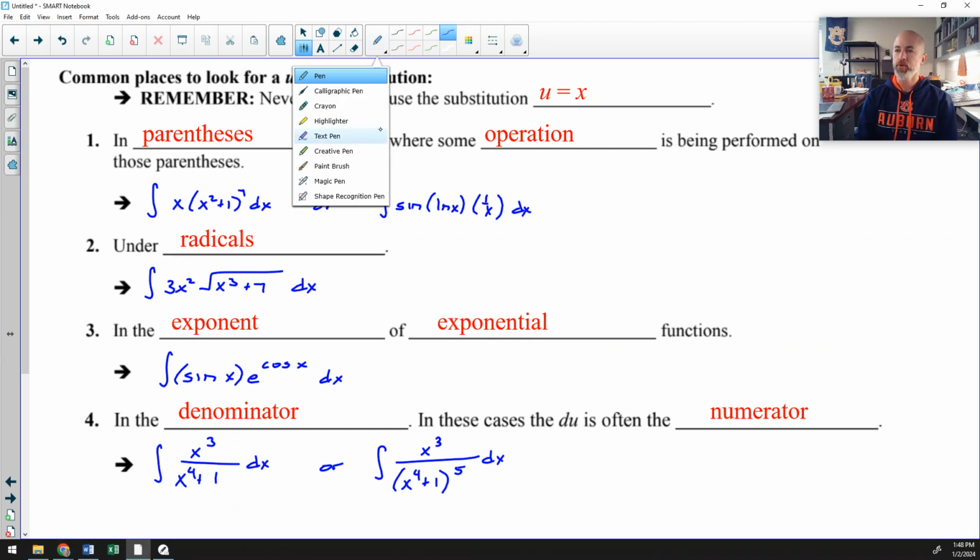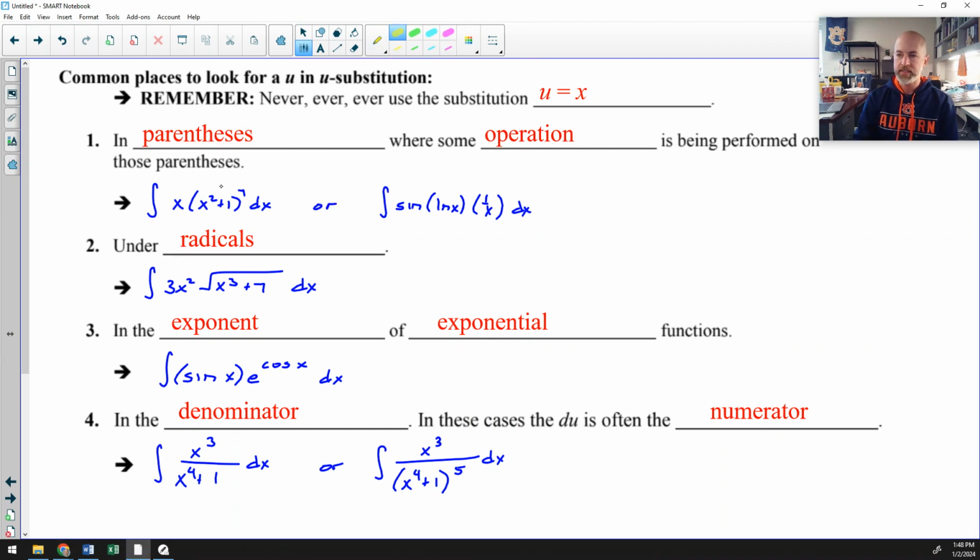If you're looking for the parentheses indicator, that's, in my opinion, the most obvious. Here we have things in parentheses, and something is happening to those parentheses. It's not just x times x squared plus 1. It's x squared plus 1 all to the 7th. It's that other operator on the parentheses that makes me think I'm going to let u be x squared plus 1. Similarly, over here, inside the sine, I see a natural log of x. Instead of just sine x, it's sine natural log x. I'm going to let u be that natural log of x.